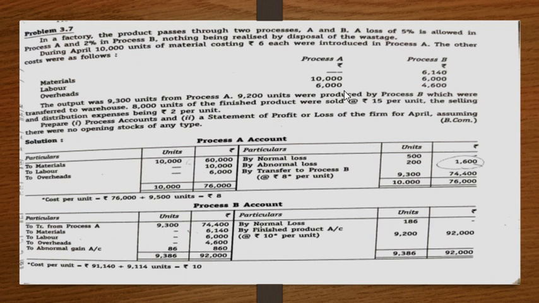As you look into the problem, process B's output is 9,200, but they have also stated that out of this 9,200 units, 8,000 were sold at rupees 15 per unit. The selling and distribution expenses also they have given at rupees 2 per unit, and they have asked us to prepare process account, and to prepare statement of profit and loss of the firm for April. So both process account as well as the statement of profit and loss is to be prepared, because they've given additional information here stating that from this 9,200 output, 8,000 is sold, to check whether you're earning profit or loss.